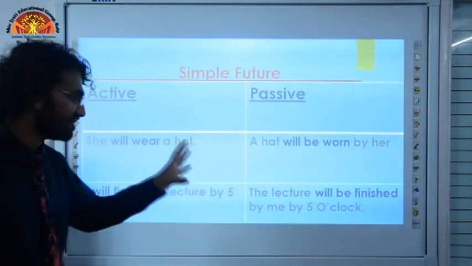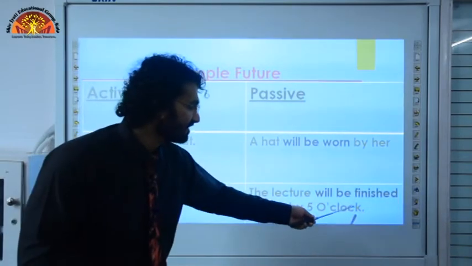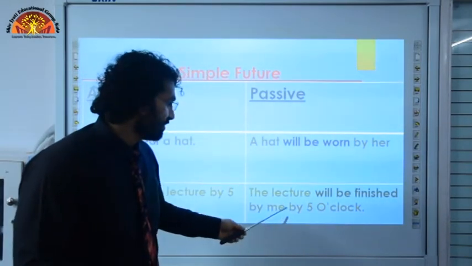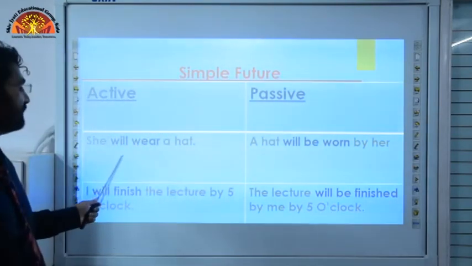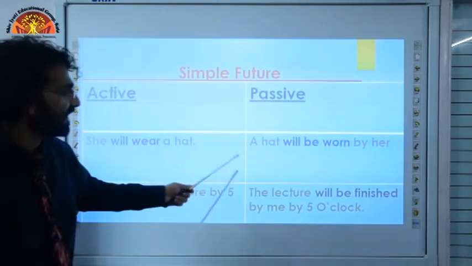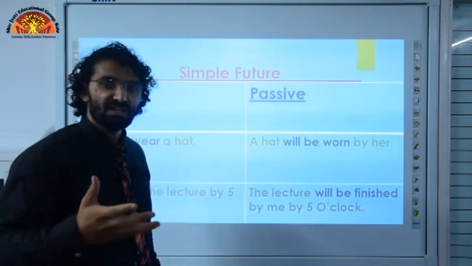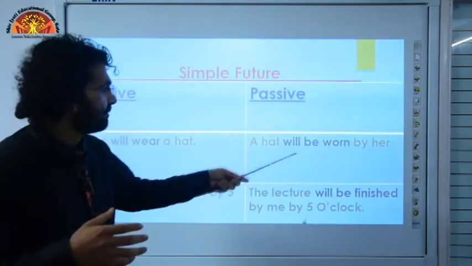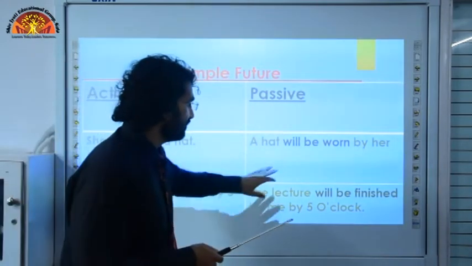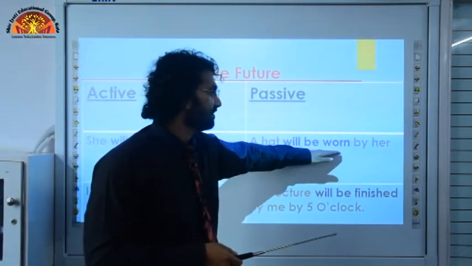We are going to interchange the places. Number one, the lecture will be finished by me by 5 o'clock. Okay? See this example. She will wear a hat. A hat will be worn by her. So it's not a big deal. It's also very easy like all the other ones. We will first interchange the places. Then we will bring in will be plus past participle plus by.